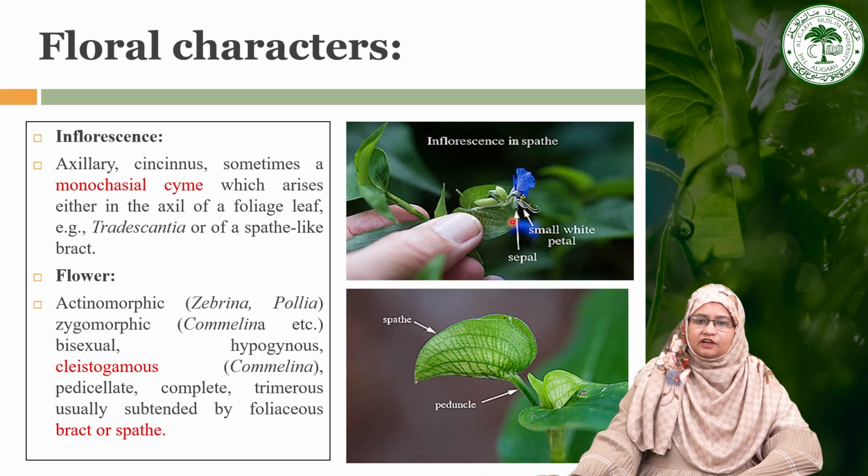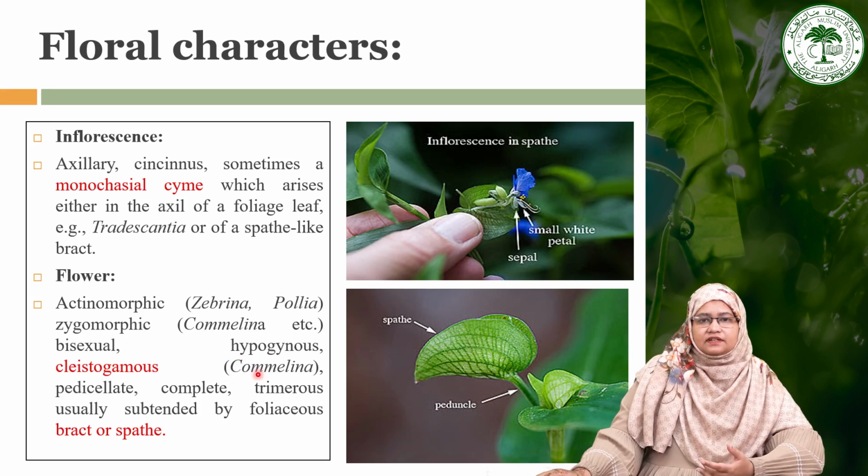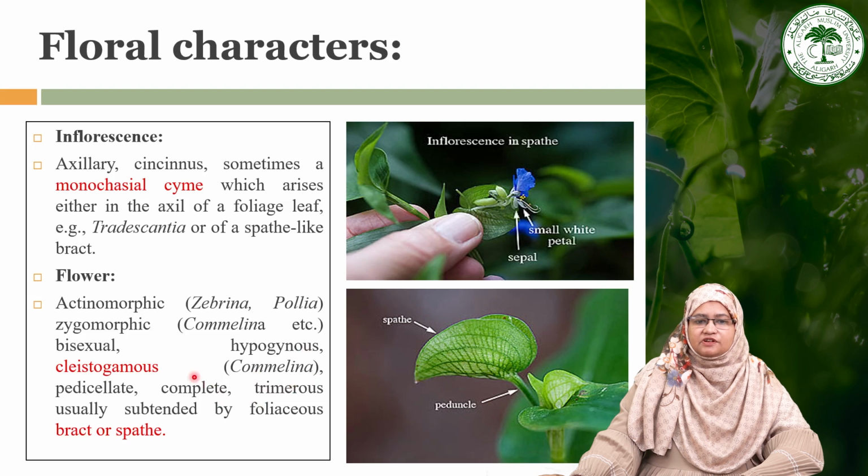These are enclosed in this spathe or bract, and the flower is actinomorphic in the case of Zebrina and Pollia, and may be zygomorphic as in Commelina. Generally they are bisexual, hypogynous, and cleistogamous in the case of Commelina. Cleistogamous flowers are those which tend towards self-pollination, and they are present in the Commelinaceae. The flower is pedicellate and complete. They are trimerous, usually subtended by a foliaceous bract or spathe, as we can see in this image.